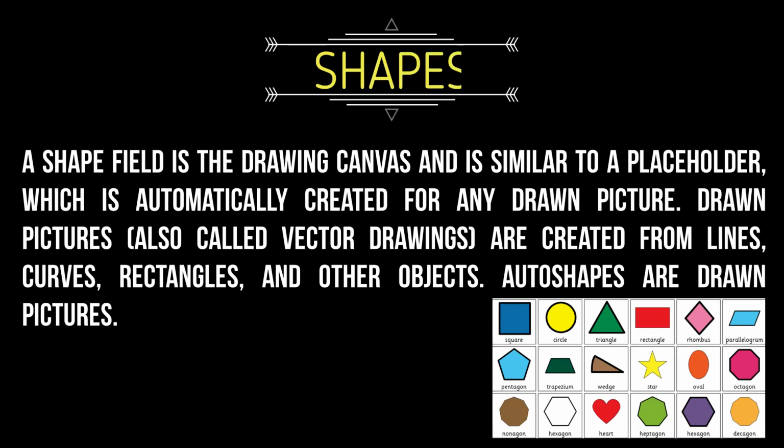Shapes. A shape field is drawing canvas and is similar to a placeholder, which is automatically created from any drawn picture. Drawn pictures, also called vector drawings, are created from lines, curves, rectangles, and other objects. Auto shapes are drawn pictures.